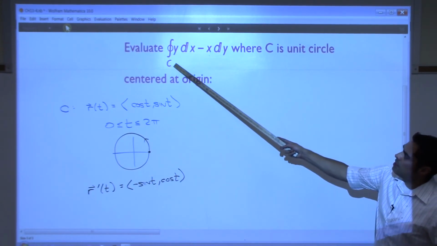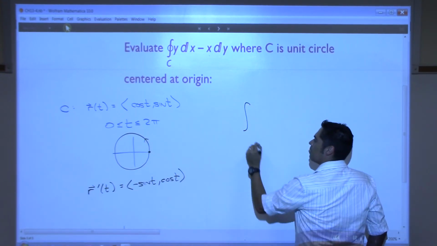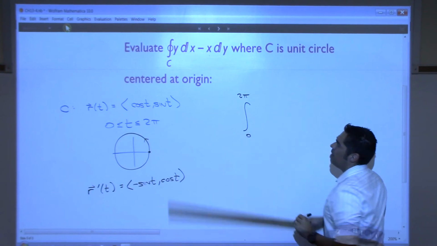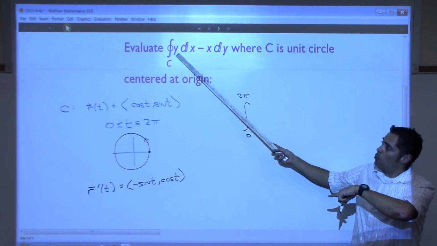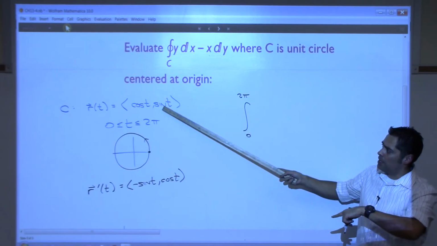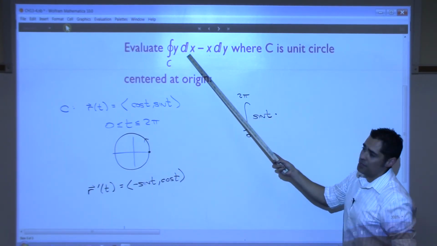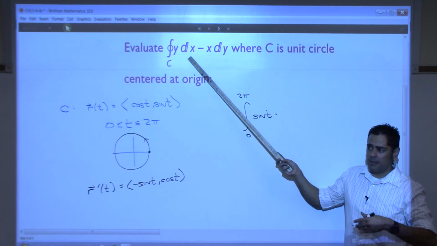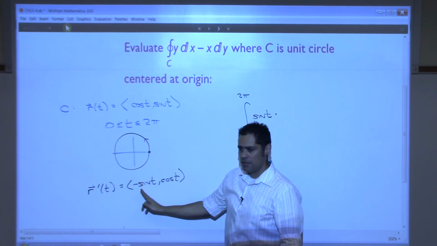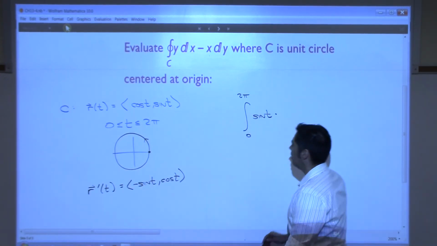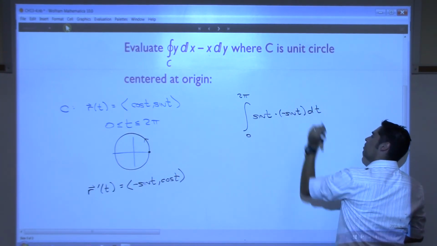So let's do this. Instead of saying integral over C, I'm going to go integral from where to where? 0 to 2 pi. And then I need to know what y is. Well, I only have one curve here, C, right? So I need the y component of that curve, which would be sine t, times dx, which means we're only looking at the derivative of x with respect to t. The derivative of that with respect to t is negative sine t. So this is negative sine t dt. You with me?